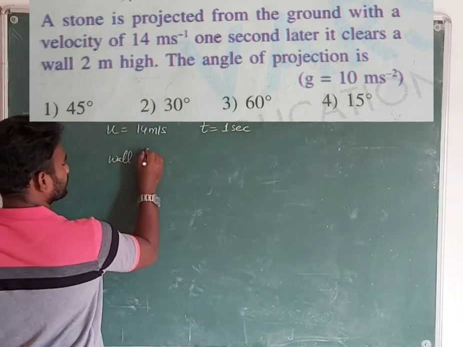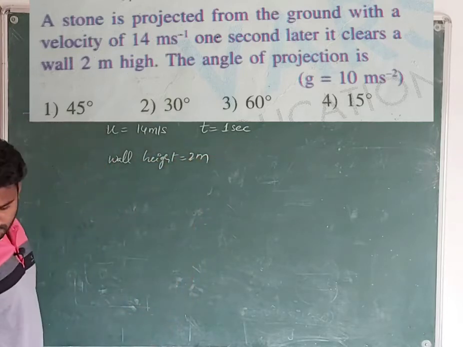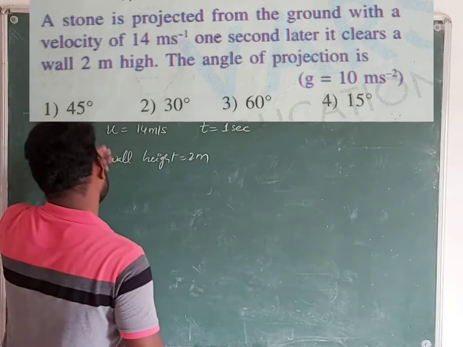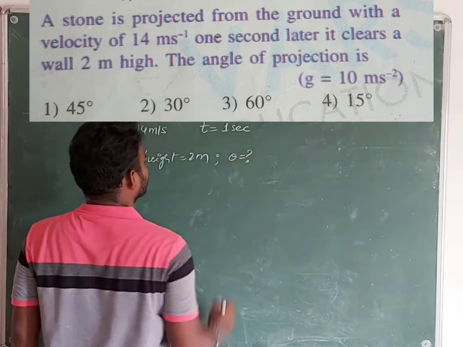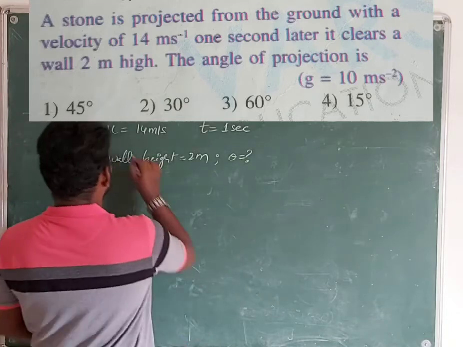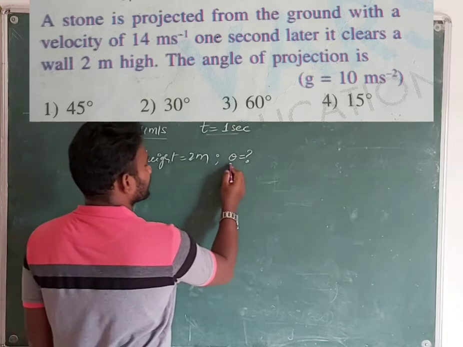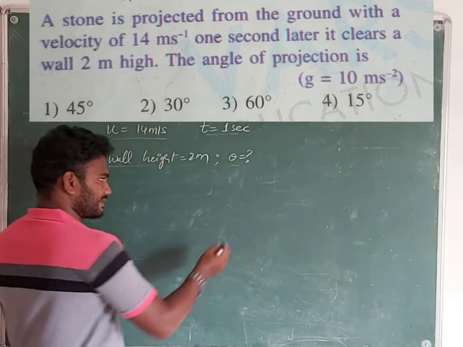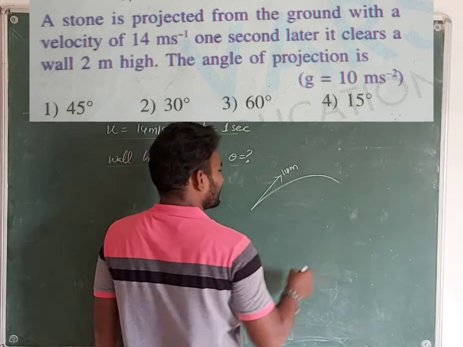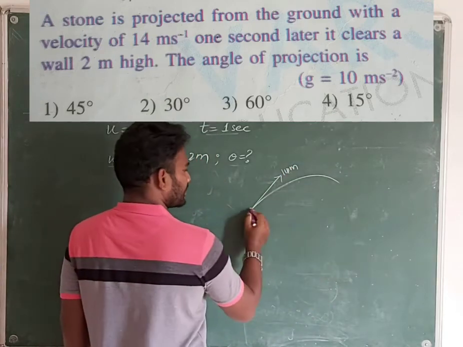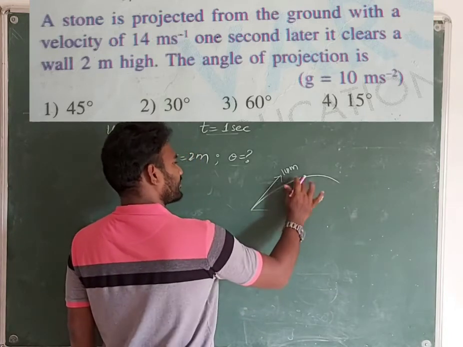The wall height is equal to 2 meter. The angle of projection is what they are asking. They are asking for the theta value, students. First of all, we know the velocity u, and we know the time t. The wall height has been given, everything has been given. See guys, any stone projected with 14 meter per second will be in a parabolic path. So exactly the wall height is given. Let me consider the wall height.